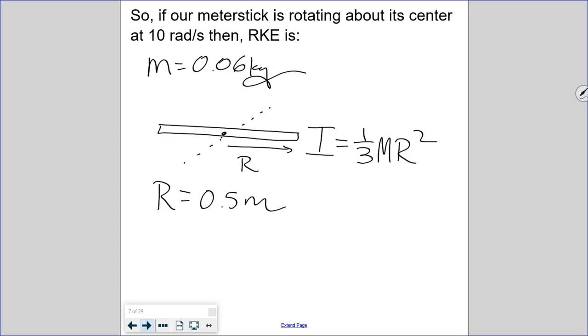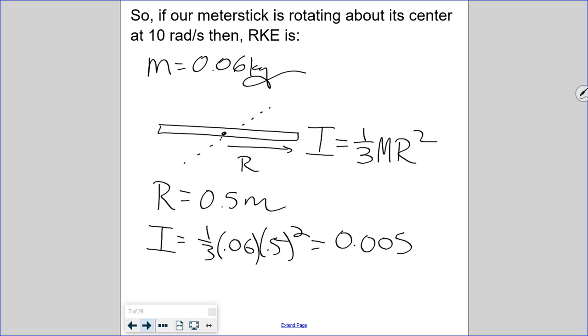Okay. So we can calculate our I, the rotational inertia of our meter stick. It is 1/3 times the mass times r. Don't forget to square it. When you do that, it gives you a number that I've written on this piece of paper right here: 0.005. Notice the units are kilogram meters squared. All right, so that is the rotational inertia of the meter stick.